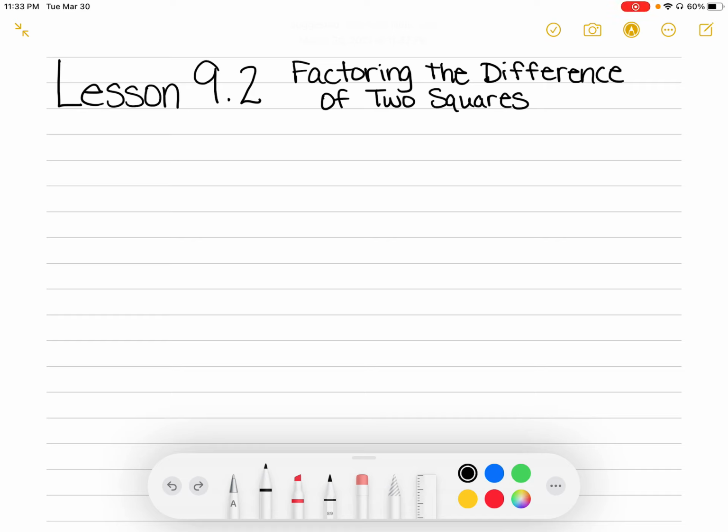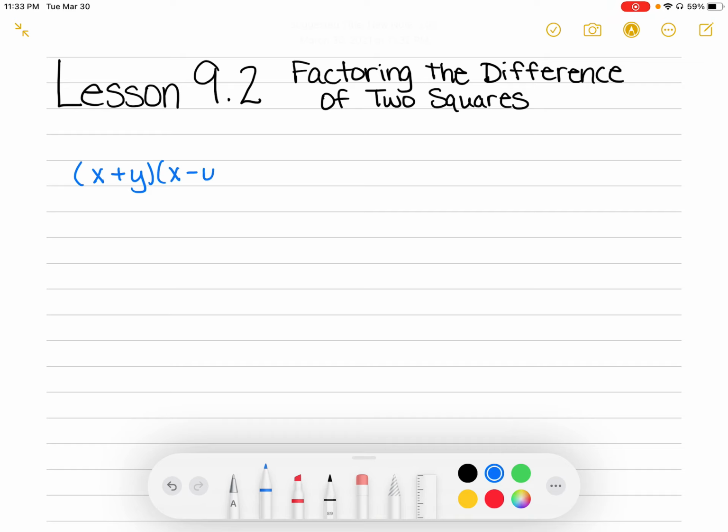Hello students, today we are doing lesson 9.2 on factoring the difference of two squares. Okay, so before we start this, I'm going to go back to multiplying and we're going to talk about one of the special products we had in multiplying.